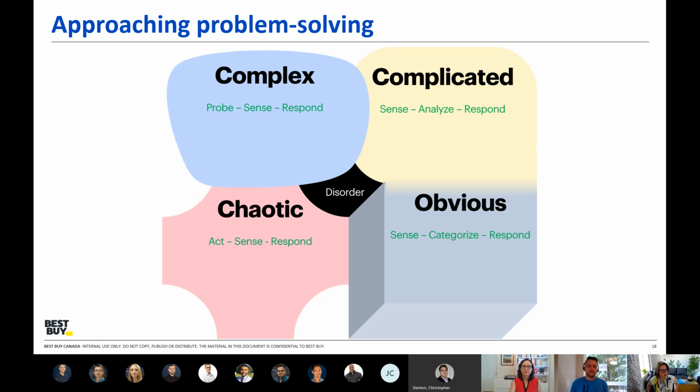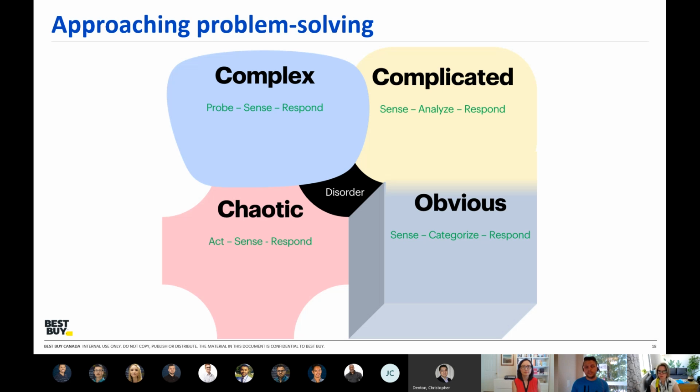So the reason it's important to understand which problem space you're in is because you need to solve problems differently depending on the problem space. In an obvious one, you just sense what the problem is. You go, well, it's this problem. Okay, now I'm going to do this action. It's clear cut, you're an expert, you know exactly what needs to be done. Obviously, I'm just going to do this thing, and you do it.